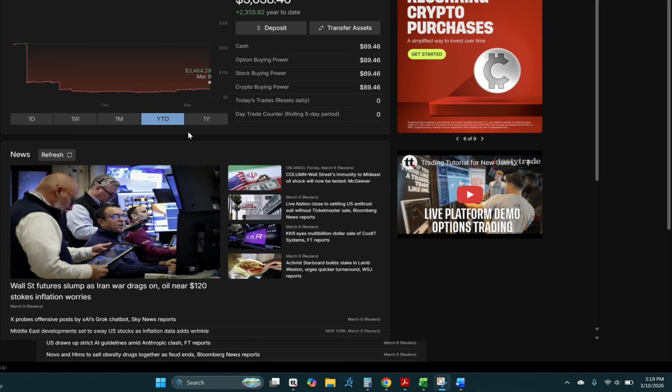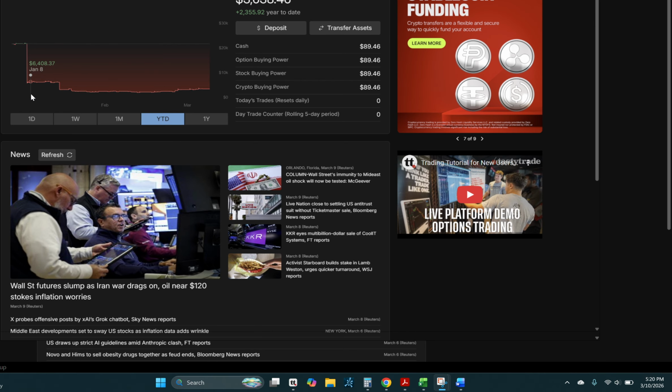To show an alternative view for the claims that I'm making on this particular account. If you see a straight drop down like this, that's not my account losing money. That is a withdrawal that I did really early in the year, as you can see, and then I ended up doing another one not too long after.